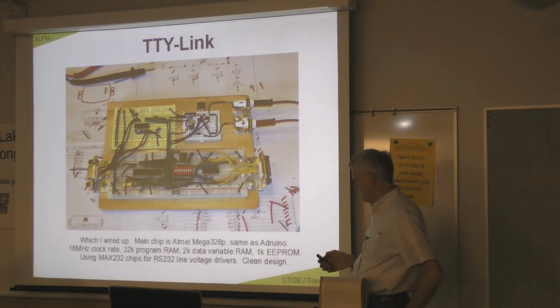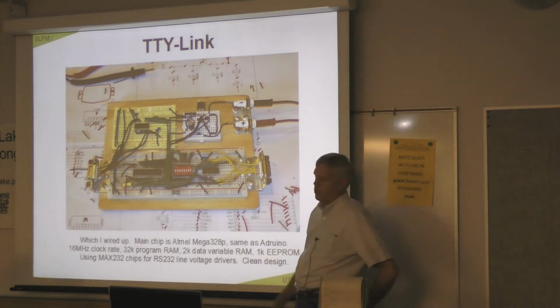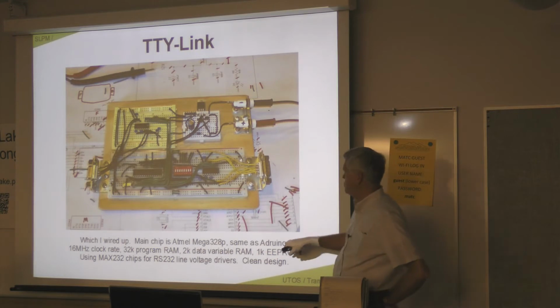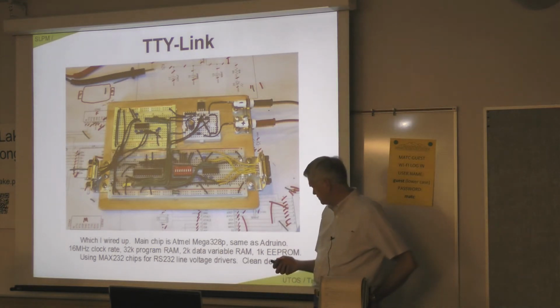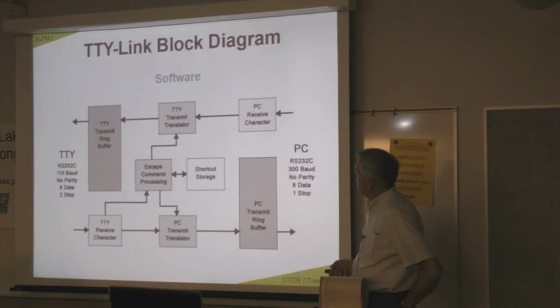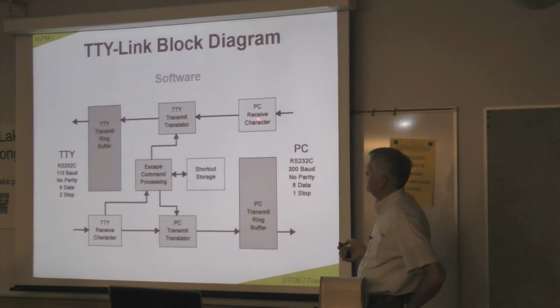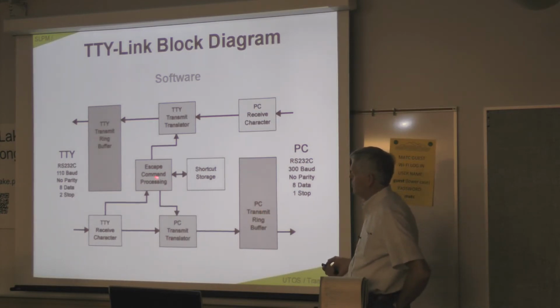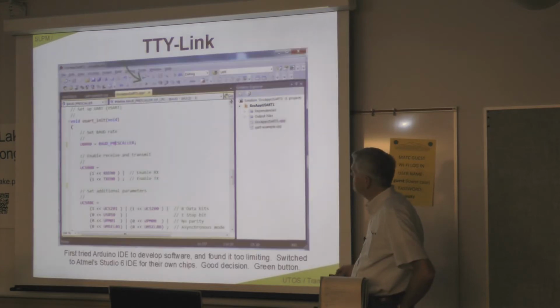And the main chip is the Atmel Mega 328. It's the same chip in the Arduino, which is very common. And I originally thought I was going to use the Arduino software. And this is a basic block diagram. The character comes from the PC. It's translated. It's put in the TTY type buffer. We have the same process coming here from the TTY to the computer. Then I have some escape command processing, which might do some local stuff. And I allow them to store stuff in memory to save some typing.